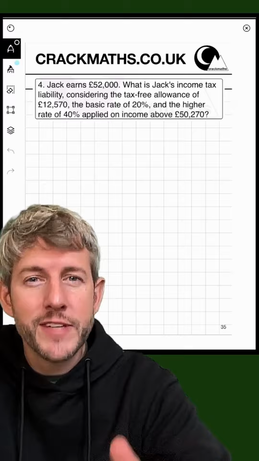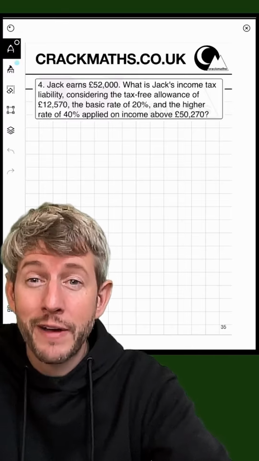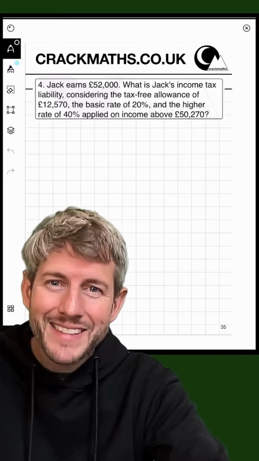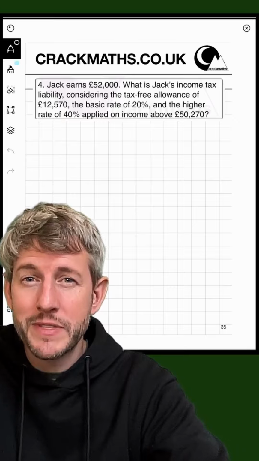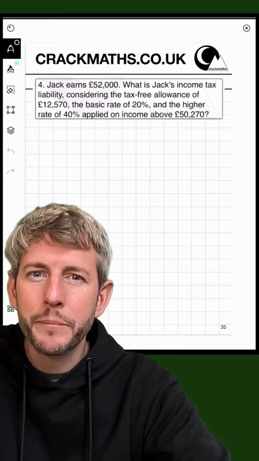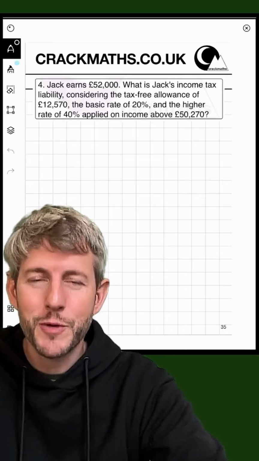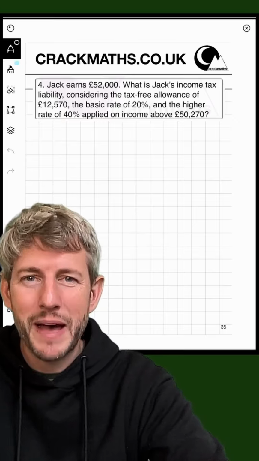Jack earns £52,000. What is Jack's income tax liability considering the tax-free allowance of £12,570, the basic rate tax of 20%, and the higher rate tax of 40% applied on all income above £50,270? Right, okay. So this is a question about tax.